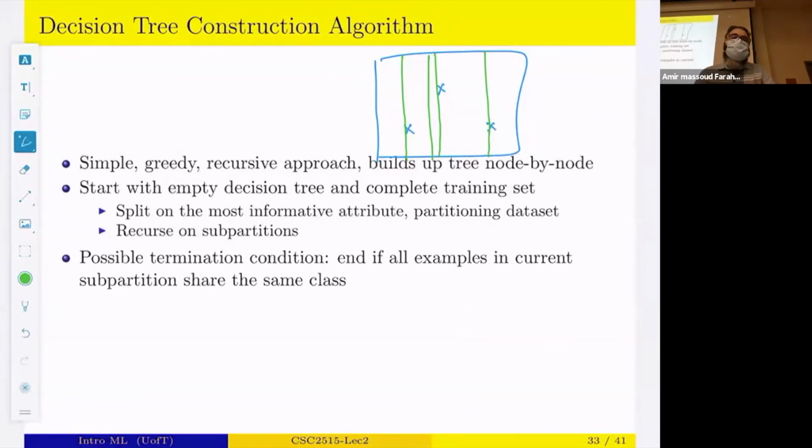So this decision tree construction algorithm is a simple, greedy, recursive approach that starts with an empty decision tree and all the training data sets, then splits on the most informative attribute using information gain, partitions the data set based on that, and does it recursively.